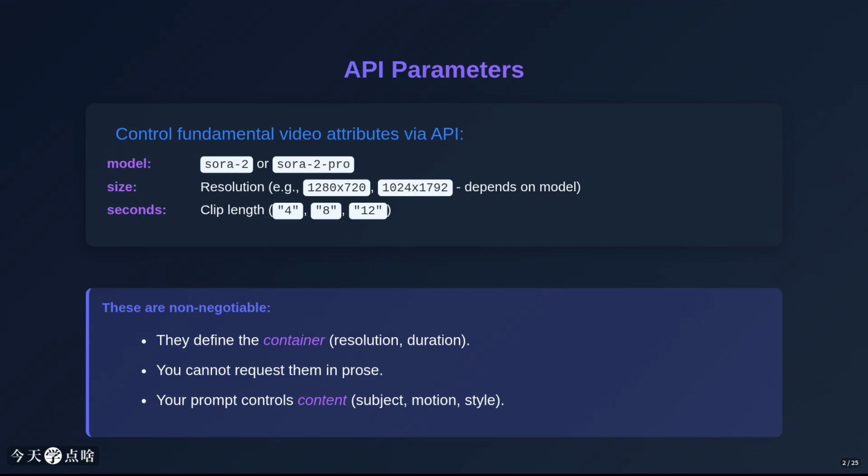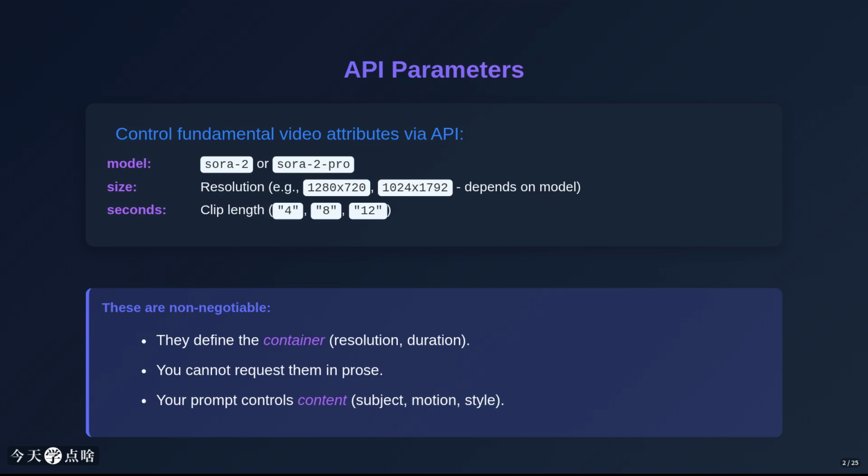Second, resolution or size. This defines how many pixels wide and tall your video will be. For example, 1280x720 is a standard HD format, while 1024x1792 offers a taller, more vertical aspect ratio. Importantly, the available resolutions depend on the model you choose, so check the documentation for the exact options. Don't try to say, "Make it super high definition" in your prose. You have to set this explicitly.